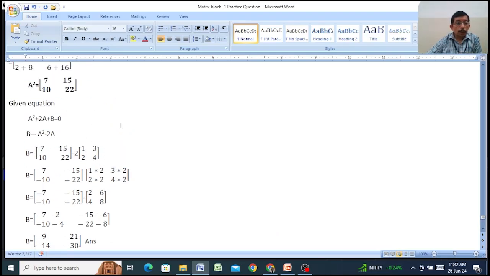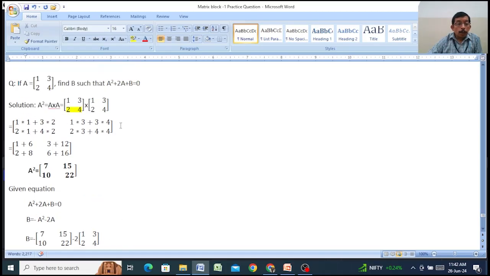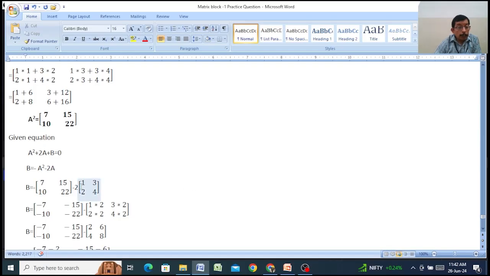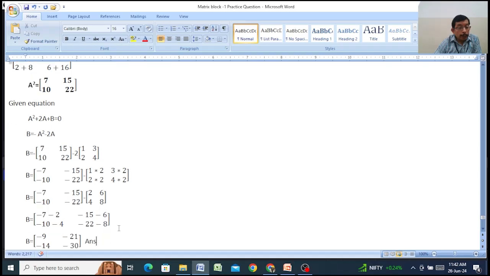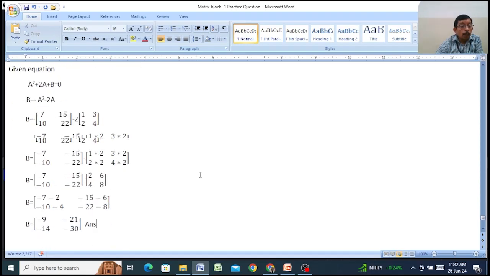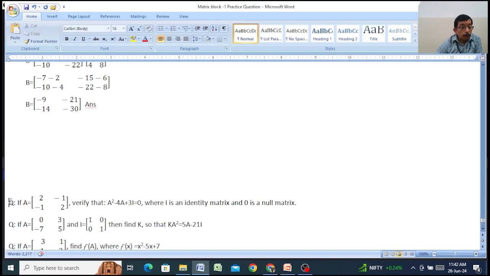So this is the solution of this type of question. First we find the value of A square by the matrix multiplication method. After that, we solve the given equation A square plus 2A plus B is equal to 0. First we find the equation for B in terms of A square and A. Then we put the values of A square and A in the given equation, multiply the scalar 2 by each element of A, then subtract each element, and we get the final result of matrix B. This is the answer of this type of question. Clear, everyone? Now we come to the next problem.